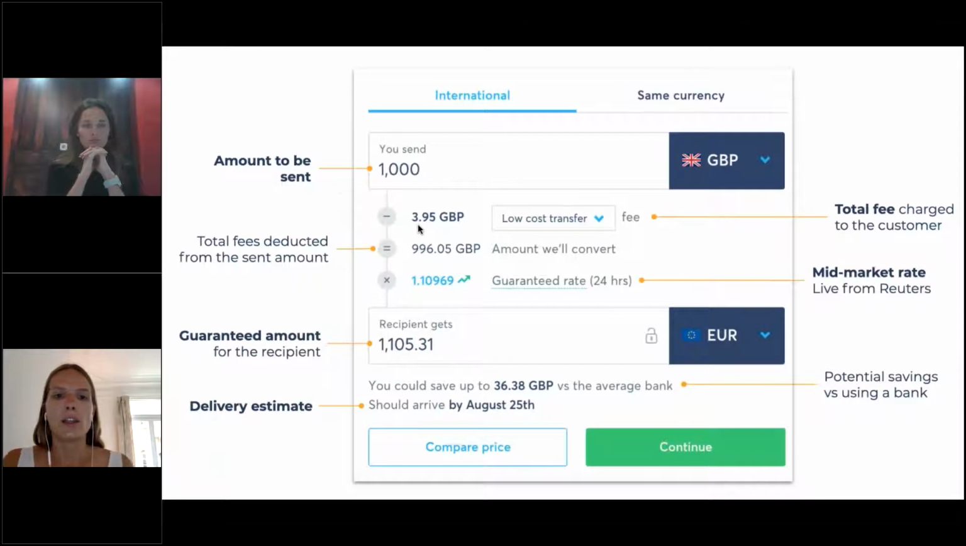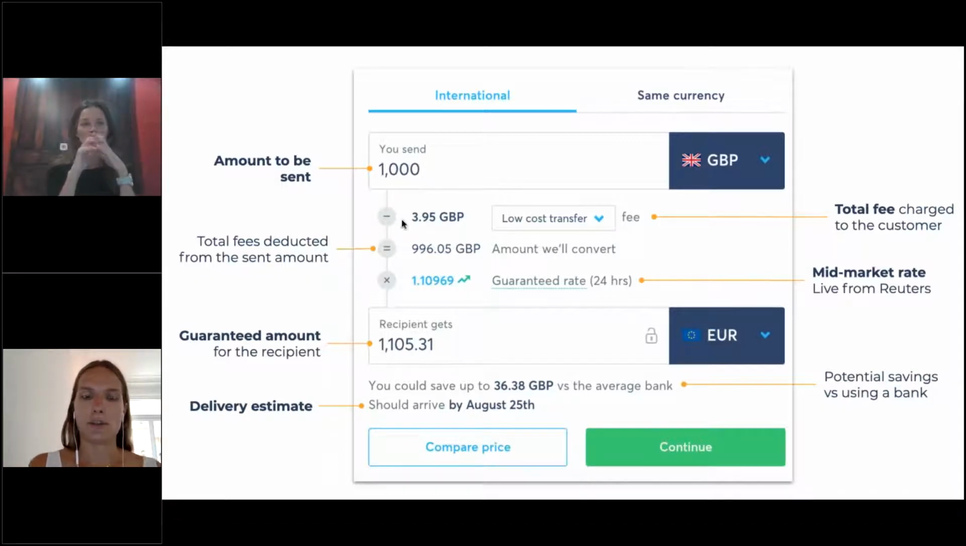So the first bit of information that we see here is the fee. This is the fee that Transferwise will take from this payment to process this payment. We operate on a cost plus margin basis, so typically our fees will be a lot lower than banks. Here, as you can see, for a GBP to euro payment, the fee is roughly 0.39%. And we basically deduct this fee from the total amount that you'd like to send, and that leaves us with the amount that we will now convert at mid-market rate.